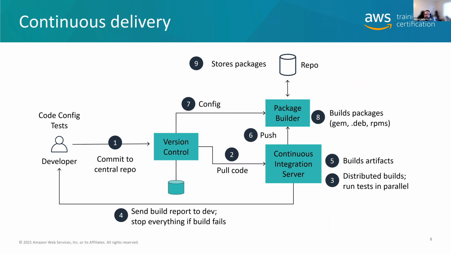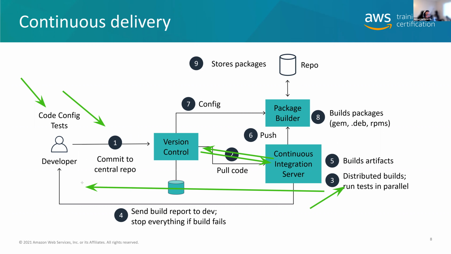Here's another kind of variation on continuous delivery. So the developer is going to commit to the repo, right? Then there's going to be a CI/CD server that's going to pull the code. It's going to do things like some building. It's going to send a report to the dev if something fails, saying, hey, by the way, something went wrong. If nothing fails, it's going to build the artifacts after the code merge.